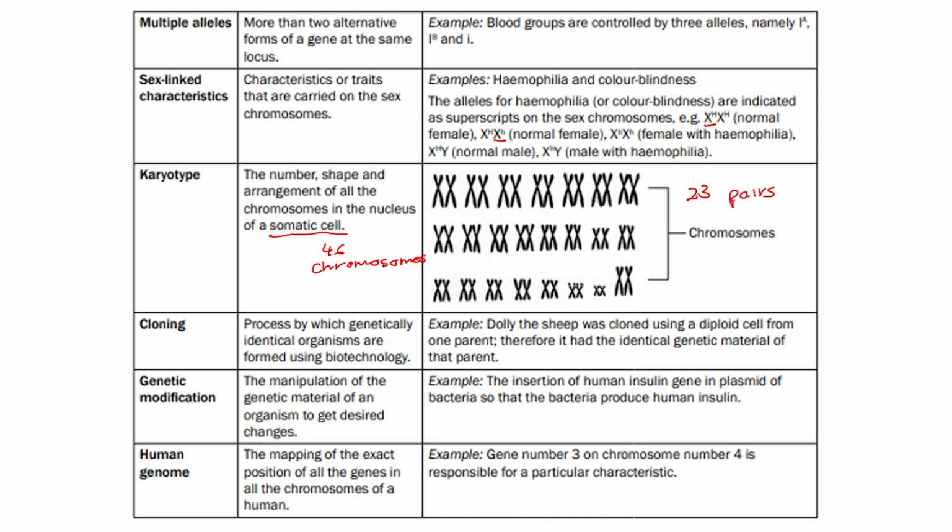Cloning. Cloning is the process by which genetically identical organisms are formed using biotechnology. For example, Dolly the sheep was cloned using a diploid cell from one parent. Therefore, it had the identical genetic material of that one parent. A somatic cell of the parent is usually inserted into that of an ovum cell in order to produce a genetically identical organism. Therefore, the parent and offspring are genetically identical.